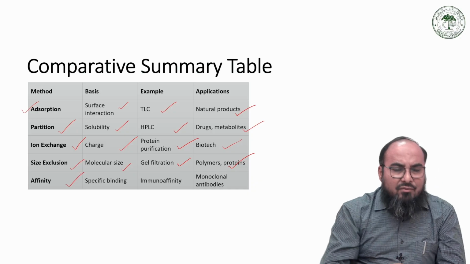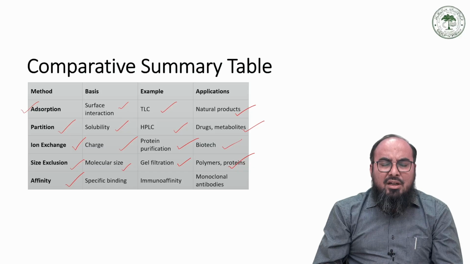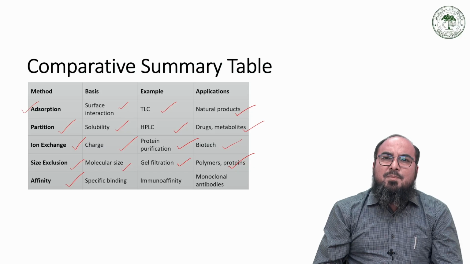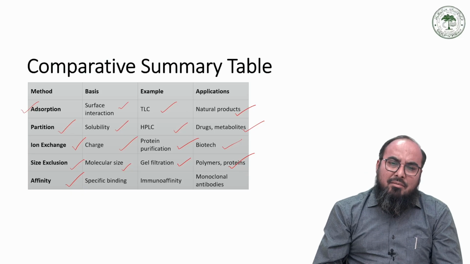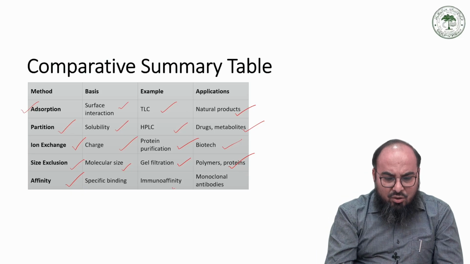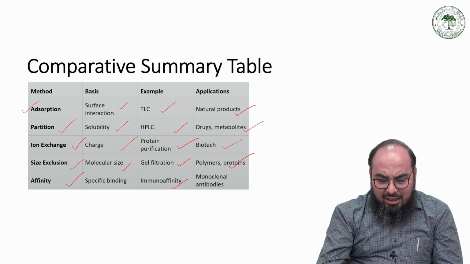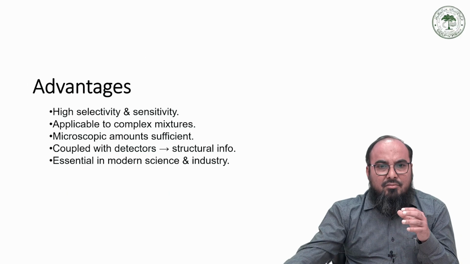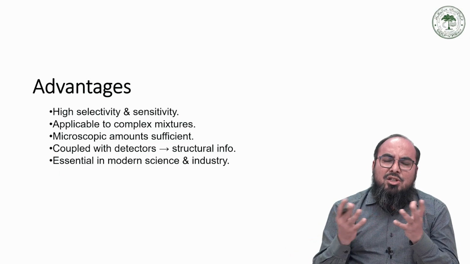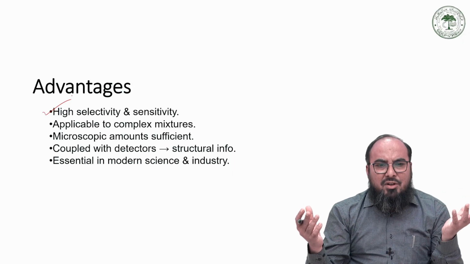Then comes the last one, which was a very specific type of chromatography called affinity chromatography. It actually was based on a specific binding of the stationary phase with the analytes of the mixture, and it is very good. An example is immunoaffinity, and you can separate monoclonal antibodies by using affinity chromatography. It was also good for separation of proteins. Now, what are the advantages of chromatography? It gives you high selectivity and very good sensitivity.